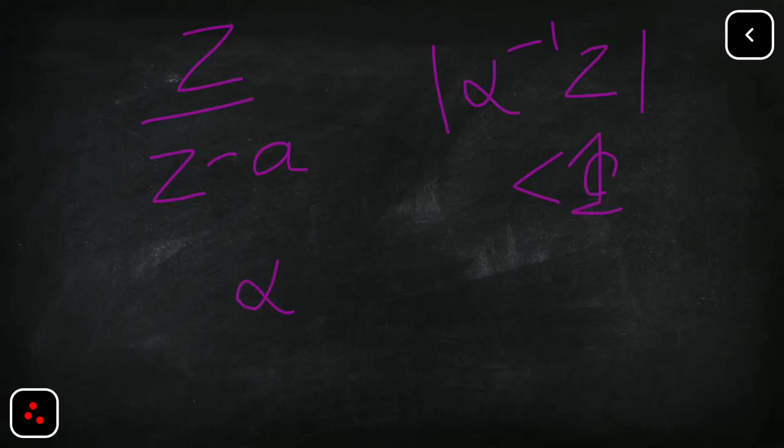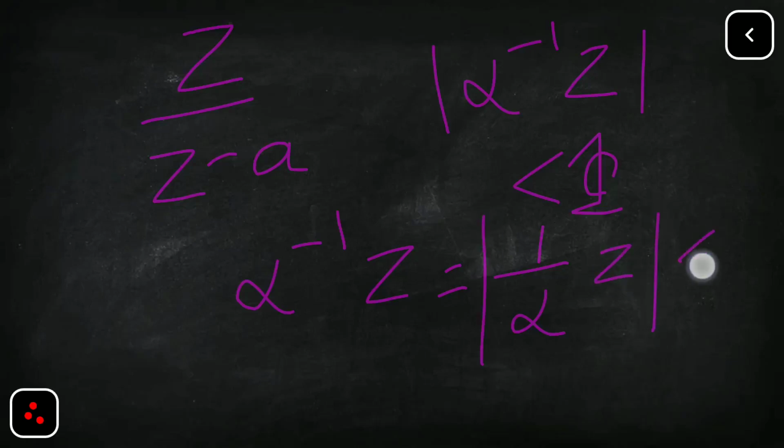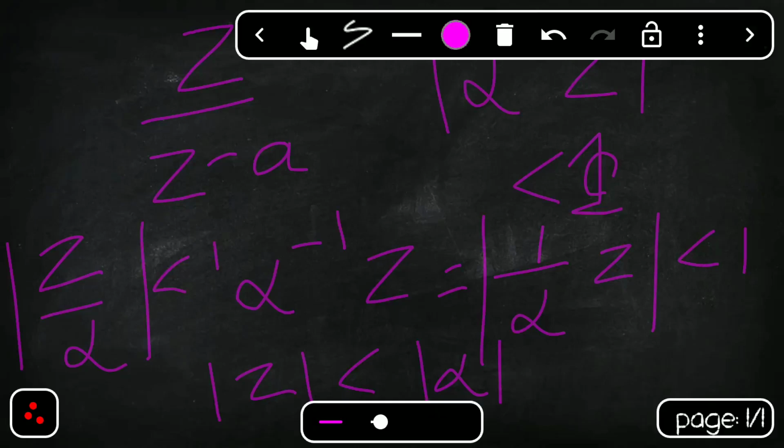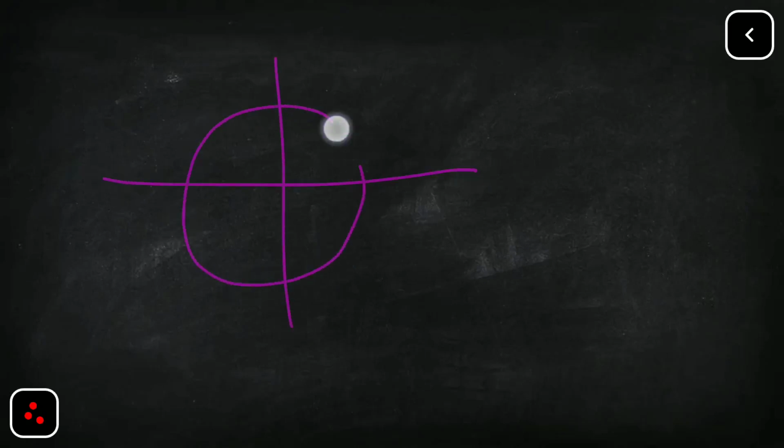If I simplify alpha to the power of minus 1 into z, I get 1 by alpha into z, modulus less than 1, or z by alpha, modulus less than 1, or my modulus of z is less than modulus of alpha. So this is a left sided sequence, and for the left sided sequence, you have to just take this particular circle that is centered at the z axis.